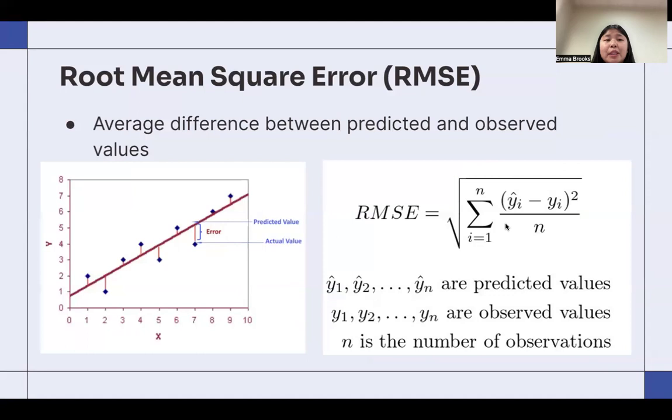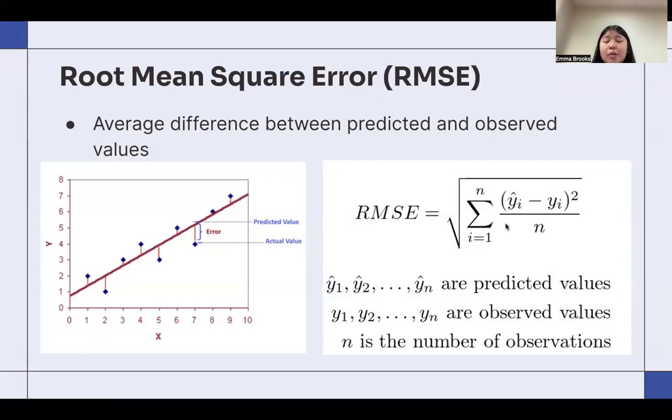And I will be measuring the accuracy of my machine learning model with the root mean square error, and I'll be using this with the testing data. And the root mean square error is essentially the average difference between the predicted and observed values. And on the left image here, we can see that the difference between the predicted and the actual value is the error, and we are essentially trying to measure those up throughout the whole model.